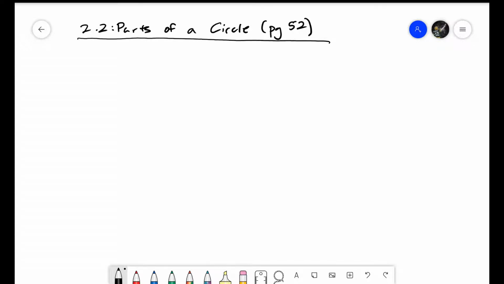In this video, we'll be talking about lesson 2.2, which is parts of a circle. This is on page 52 in the textbook.